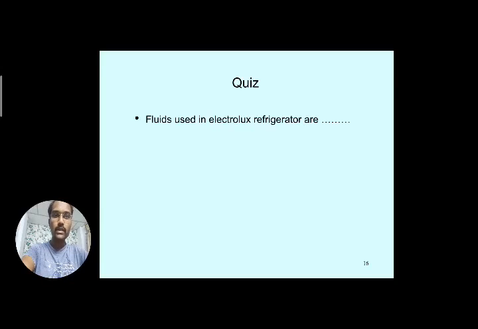So the question is: fluids used in the Electrolux refrigerator are? It is a three fluid system. So the given answer is: ammonia, a combination of water, and hydrogen.